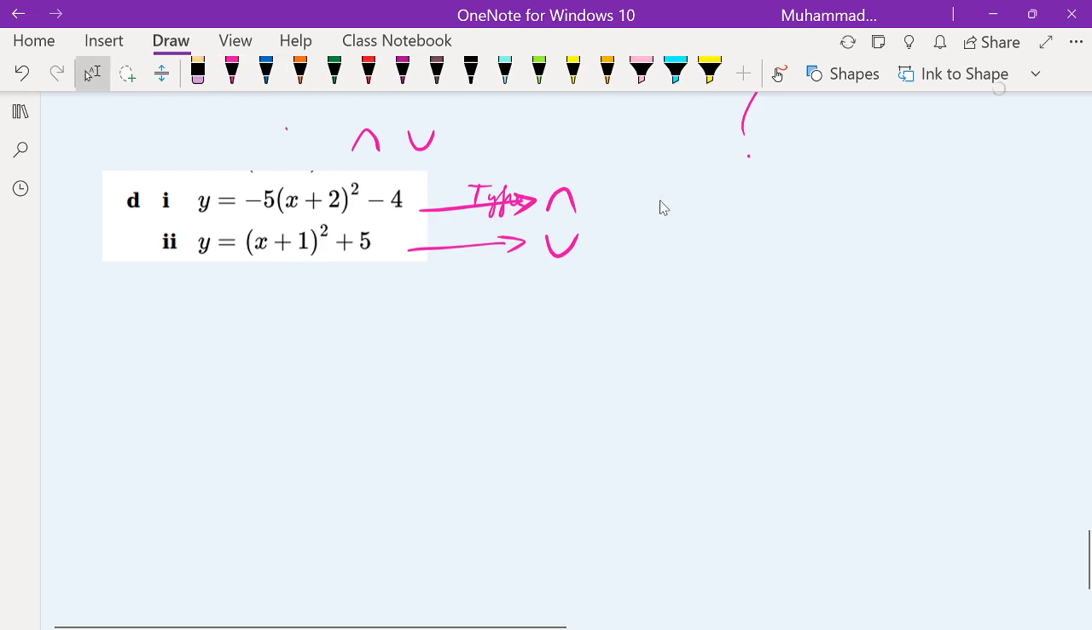Now you try telling me the turning point. Yes, the vertex. You're right. Good. Minus 1. That's good. Got it.